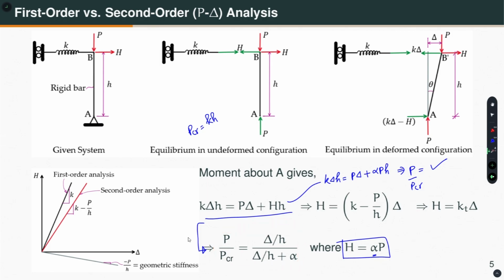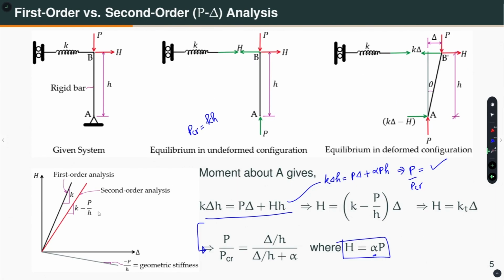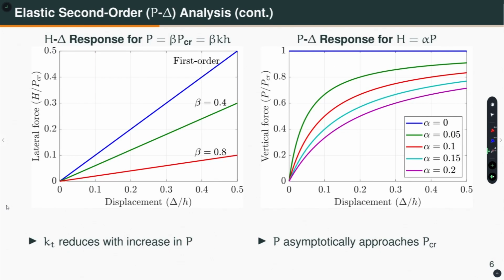Okay. Now, let me first concentrate on the left hand side figure. What I am showing is the H versus delta response, which I showed in the previous slide, the same thing, but for different levels of axial force. And how I am doing that? I am saying the P, the applied axial force, is a certain factor beta times the critical load. Okay. What is the critical load? K into h. So, if I apply beta into k into h, and if I plot the lateral force H versus the horizontal displacement delta, note that I am normalizing this H by P critical and the displacement by little h.